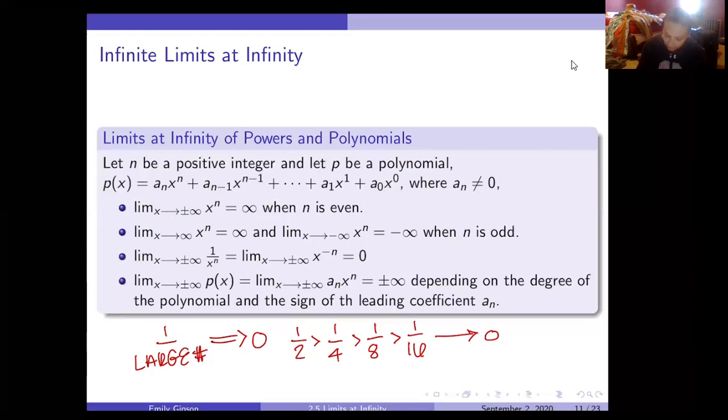And finally, if you're given a full polynomial, something that looks like, let's pull one out of a hat, 3x to the fourth minus 6x squared plus x minus 10. If you're given something like that, it's a polynomial and not just x to the n. Well, it's going to be the same as if we just considered the leading term, so that a_n times x to the power n. And we'll see that in a couple examples.